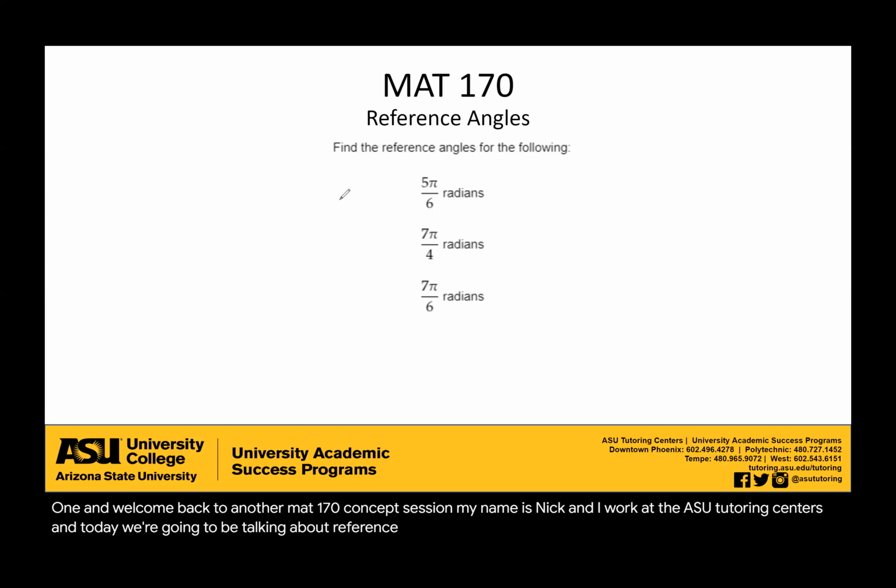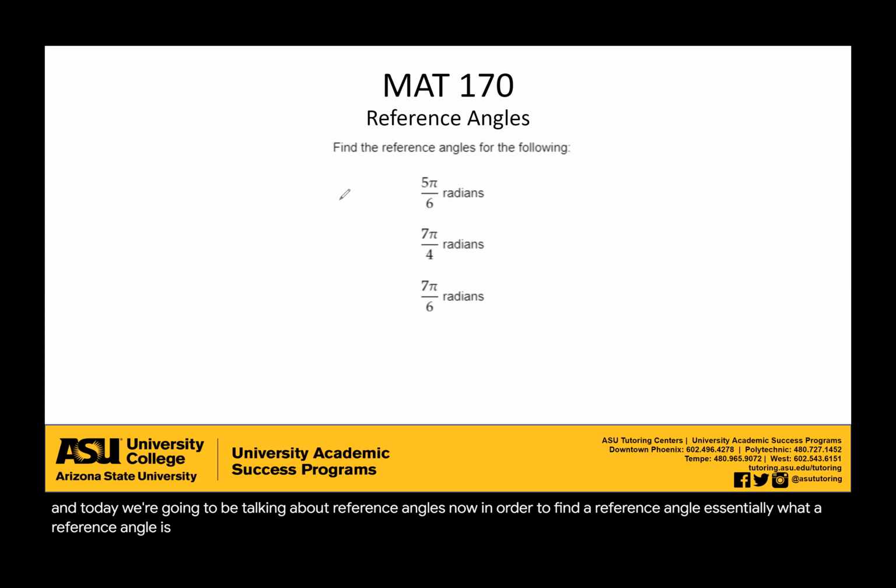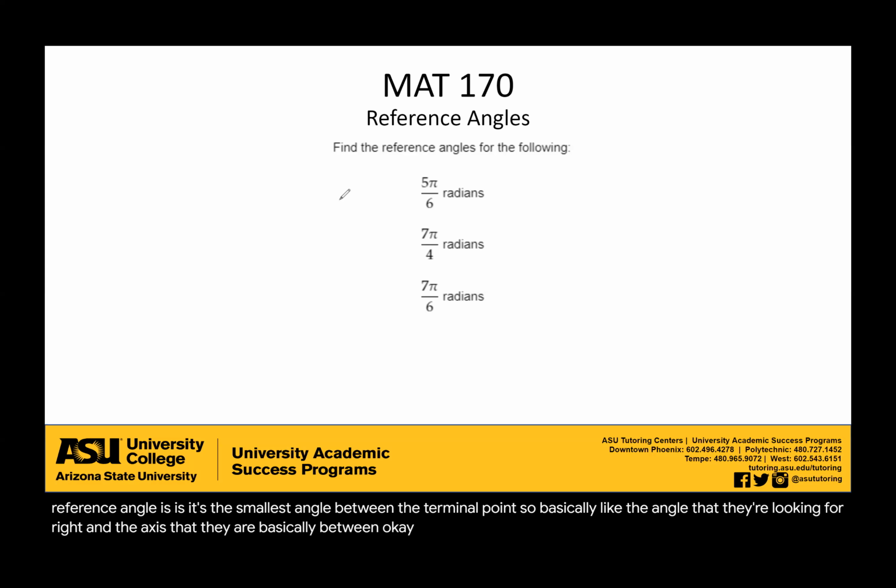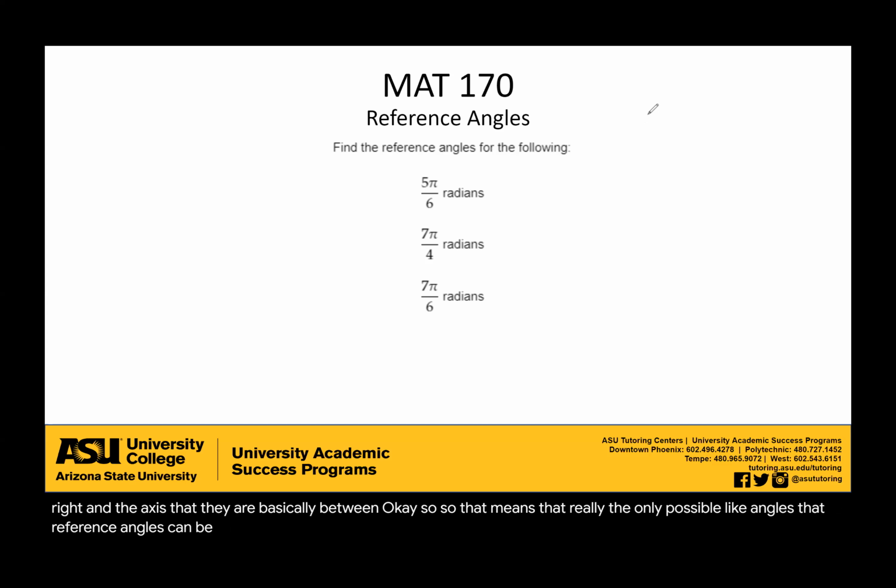Today we're going to be talking about reference angles. Essentially, a reference angle is the smallest angle between the terminal point, so basically the angle that they're looking for, and the axis it lies between. That means the only possible angles that reference angles can be are somewhere between 0 degrees and 90 degrees.